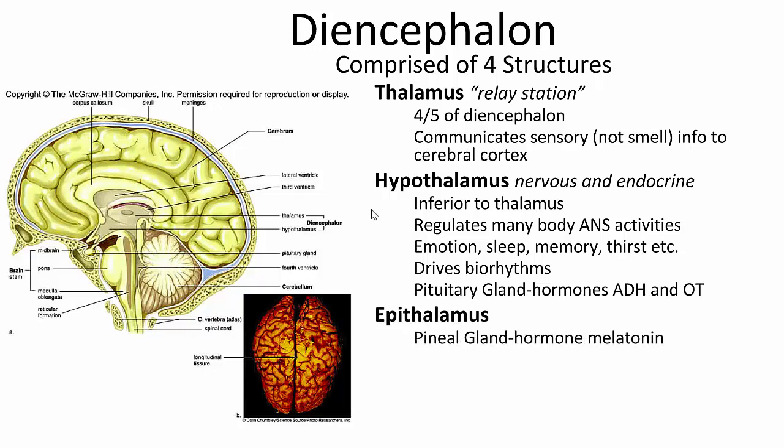Other parts of the diencephalon that are named are the epithalamus and the subthalamus. The epithalamus is technically where the pineal gland is that's producing the hormone melatonin. That's the one that makes you sleepy.